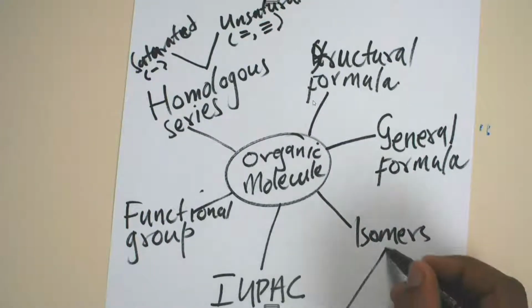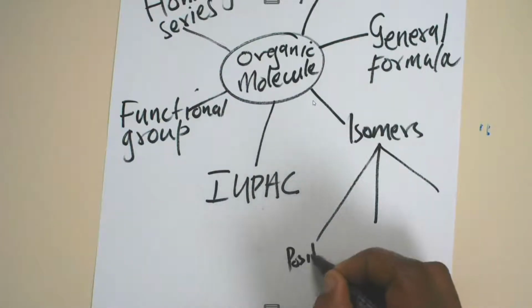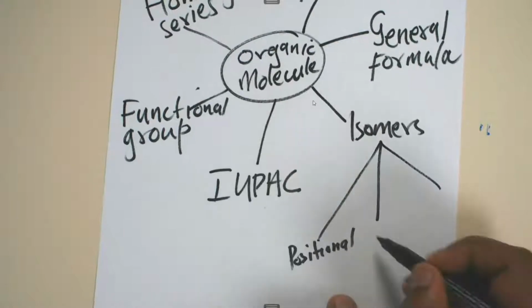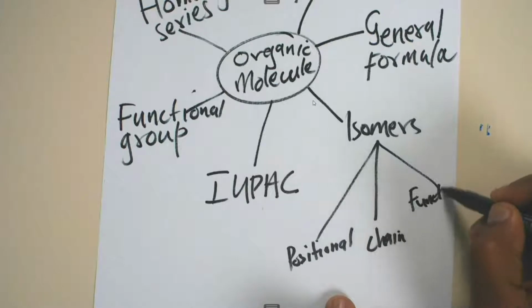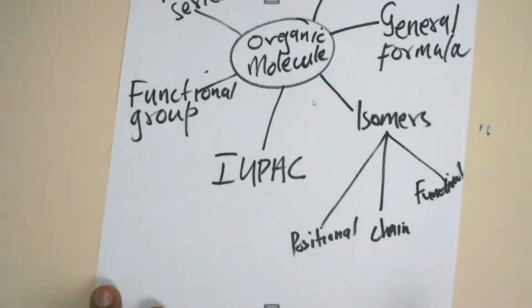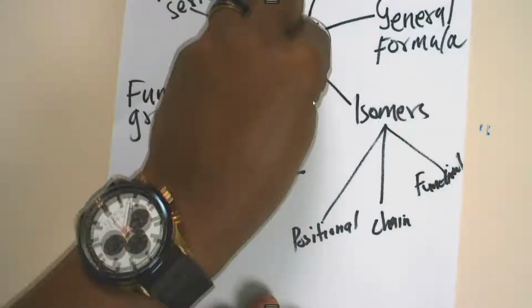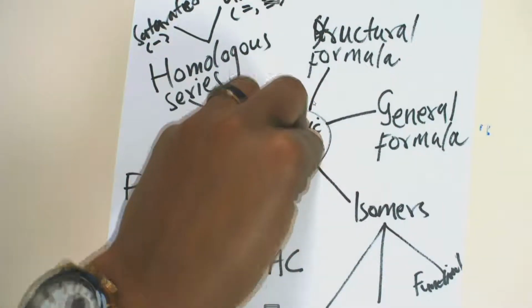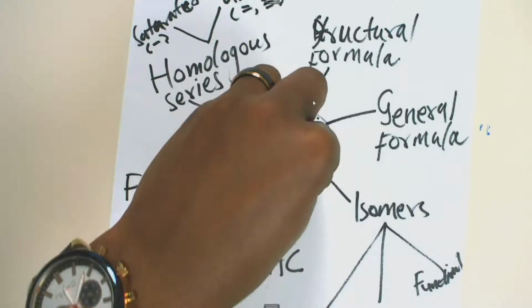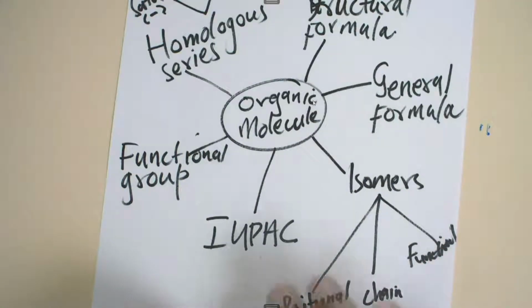Thereafter, with isomers, I can further extend it as well to say I am going to have positional isomers, chain isomers, and then functional isomers. So if I am talking about a certain molecular formula, an organic molecule for that matter, from each and every pillar that I have, am I able to relate or ask questions related to that?